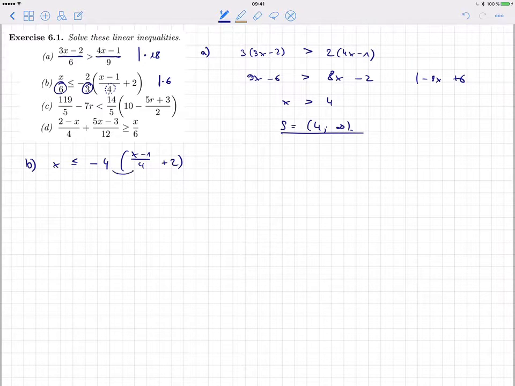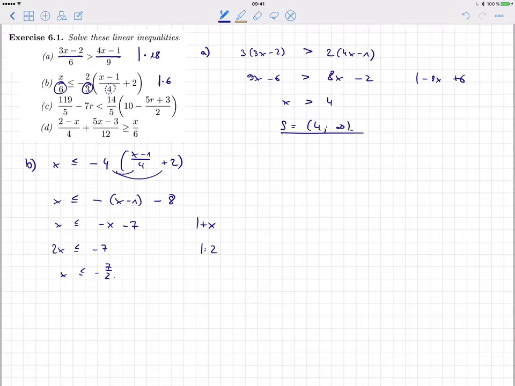And now you see that when we expand the bracket, the division by 4 disappears. So x is less than or equal negative x minus 1 minus 8. Now we have plus 1 minus 8 is minus 7. We add x on both sides. 2x less than or equal minus 7, divided out, x is less than or equal to minus 7 over 2. The inequality is not strict, so we put a square bracket.